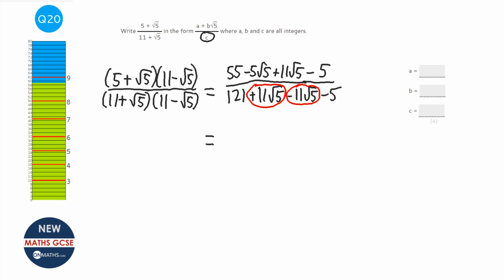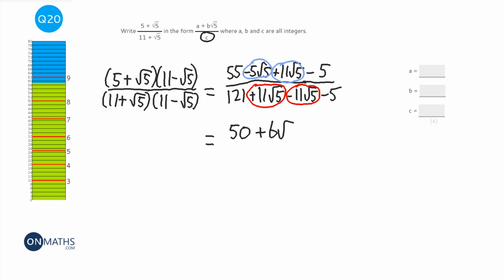55 take away 5 is 50. And minus 5 root 5 plus 11 root 5 is going to be, well, if you think about it, you've got 11 of something and you're taking away 5 of it. Well, you're left with 6 of it. So it's plus 6 root 5. Okay, now let's go through the bottom. Well, the two middle ones have cancelled each other out, so it's 121 take away 5, which is going to be 116.